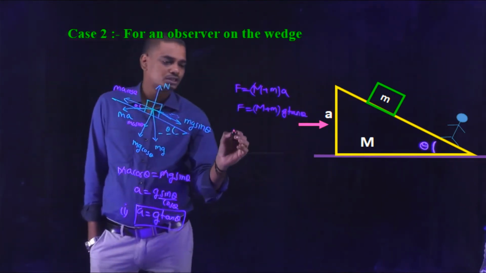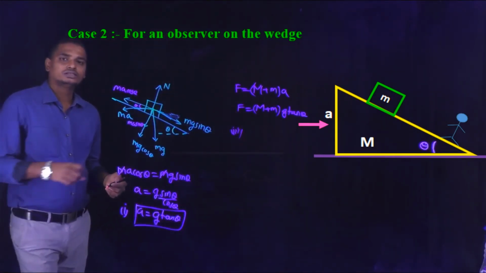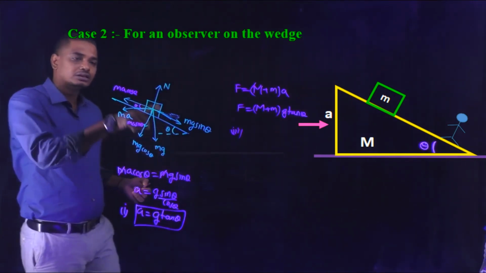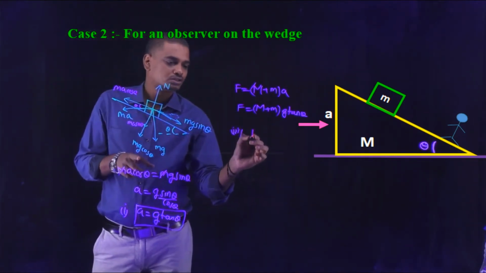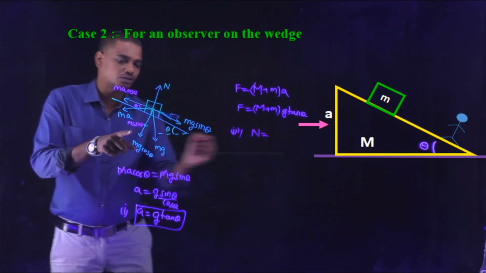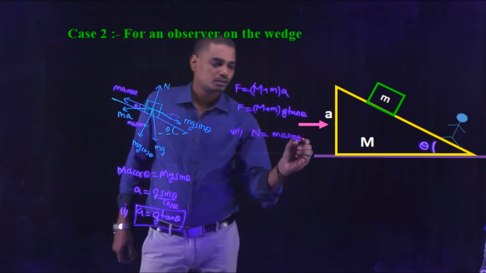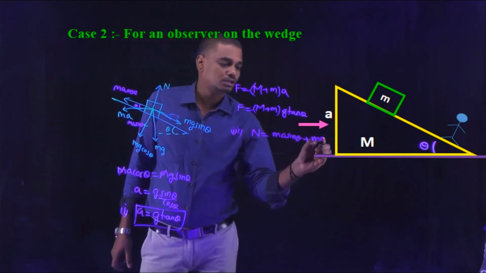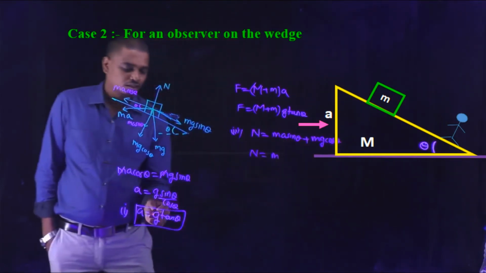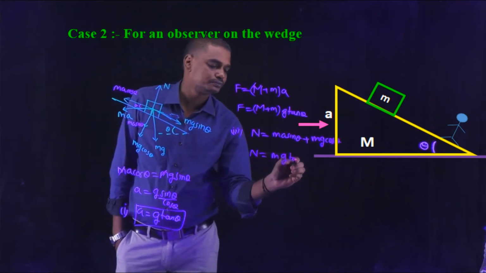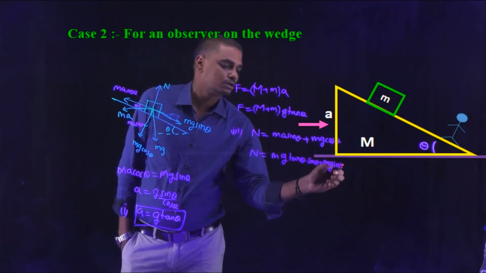Okay, so if we consider the third condition, what is the force exerted by the block on the wedge? It is nothing but the normal reaction. So considering this case, the normal reaction in the vertical direction, N is equal to ma sin theta plus mg cos theta. So N is equal to m into a, and a is nothing but g tan theta, into sin theta plus mg cos theta.